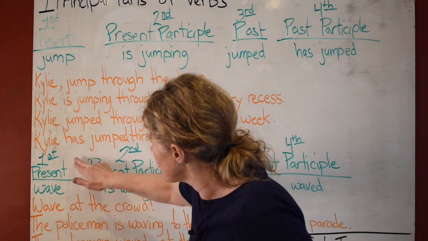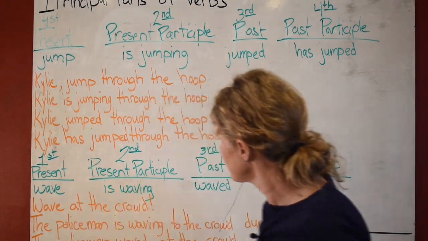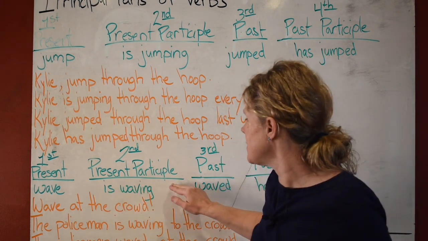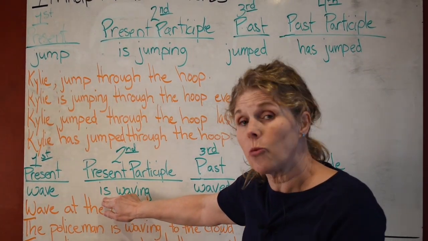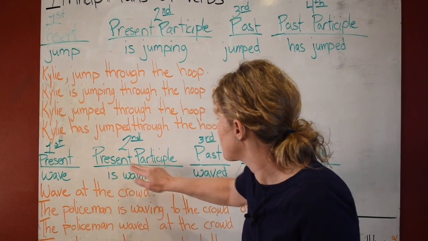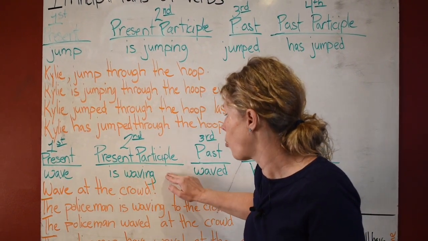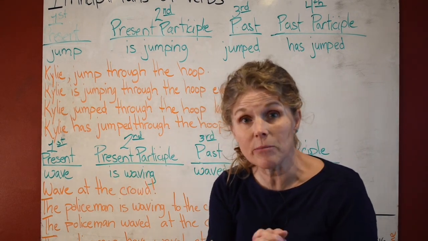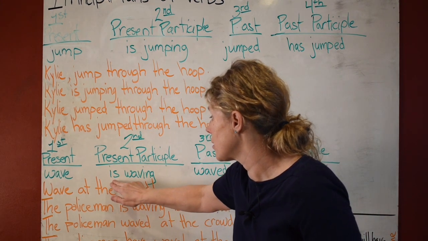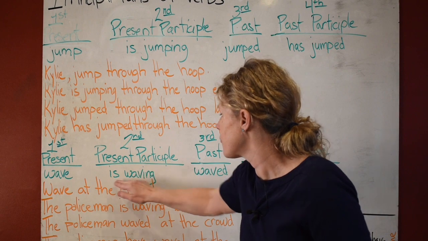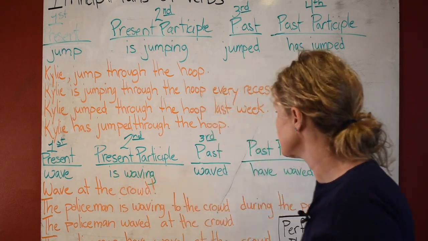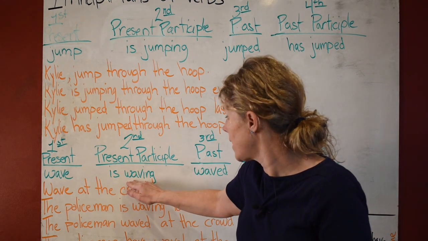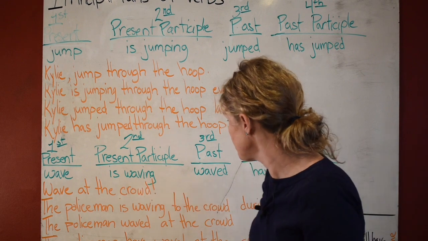Okay, so the first, present, is wave. Second, present participle, is waving. I'm only saying that because when you look in the dictionary, if you see the present participle, it's going to just have waving. But I want you to remember, you have to have your helping verb or your auxiliary verb. They're the same thing. You have to have it before your present participle for it to make sense. It doesn't make sense without it. Then you would have your participle waving all by itself. The waving child, the waving policeman, okay?